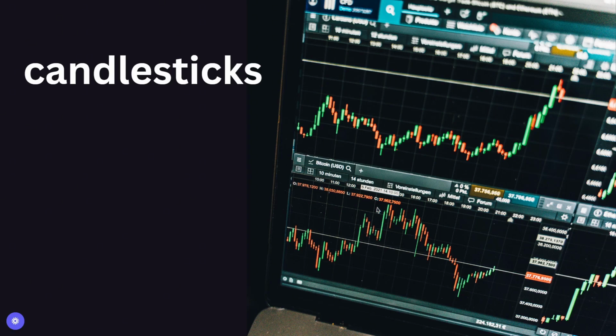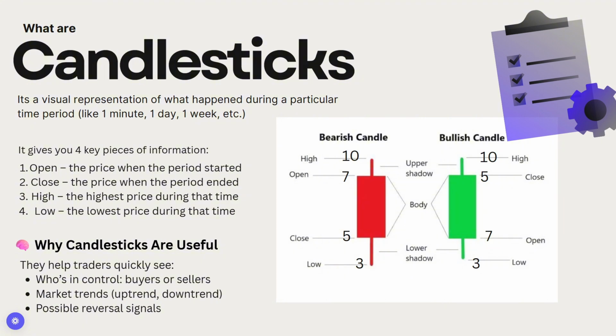In today's video, I'm gonna be helping y'all understand candlesticks and how to read candlesticks on the chart. So let's start with what are candlesticks. A candlestick is a visual representation of what happened during a particular time period. So for example, you could have a 1 minute candle, a day candle, a week candle, an hour candle, whatever time frame you pick, that's what that candlestick could be.